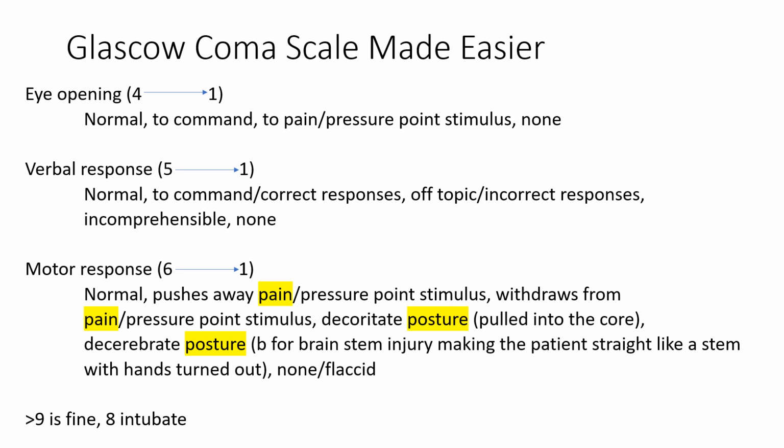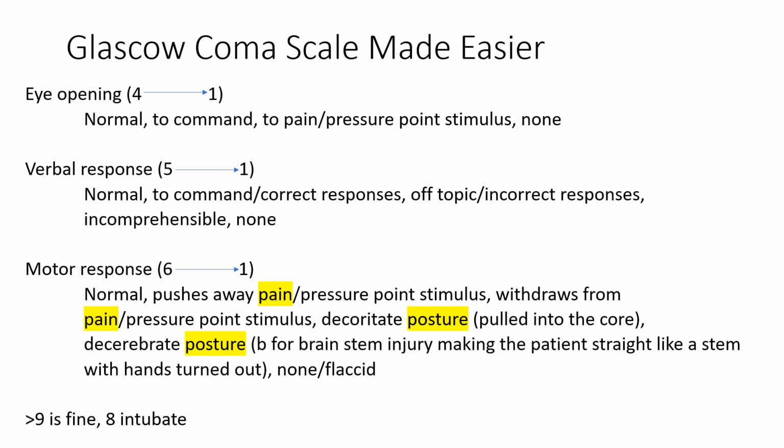In the verbal response, between the normal and none, we have 3 to fill in. So a 4 is if they respond to you, but you have commanded them to kind of talk to you, and they're responding correctly. A 3 is that they're responding, but their words really don't make sense. You can understand what they're saying, but they don't make sense and they're kind of incorrect. Or a 2 is that you just kind of hear some muttering, so it's incomprehensible and you really can't understand what they're saying.